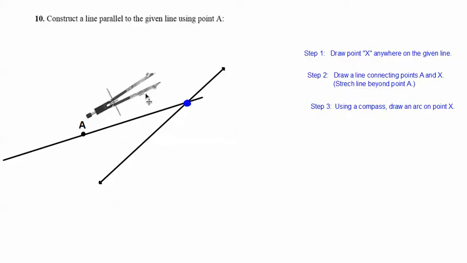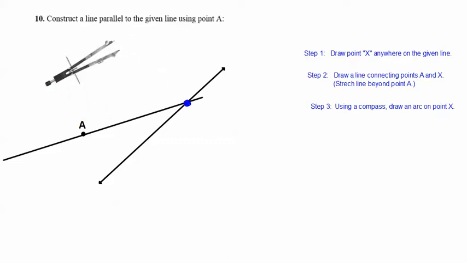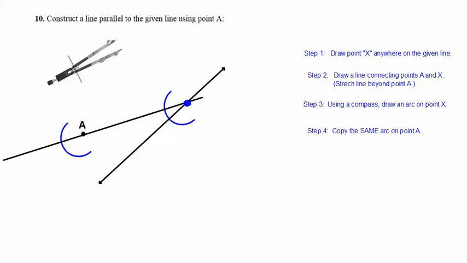So you're going to be using a compass, and it's kind of hard for me to rotate the compass here, but using this compass, you're going to stand on this point that you created, and you're going to draw an arc. Without changing the opening of your compass, you're going to come over here and stand on point A and also draw the same arc. It's just going to look like that. Sorry, I forgot to move that step, copy the same arc onto point A.